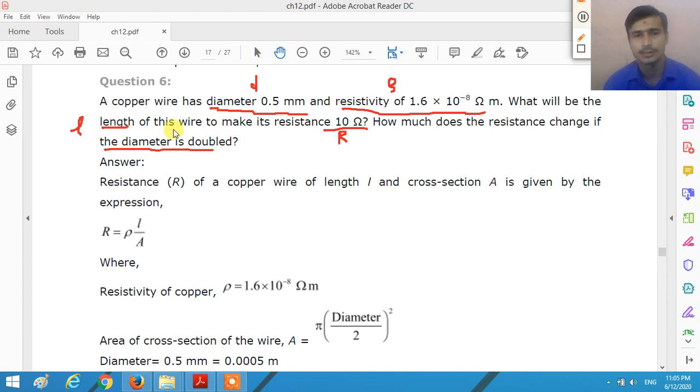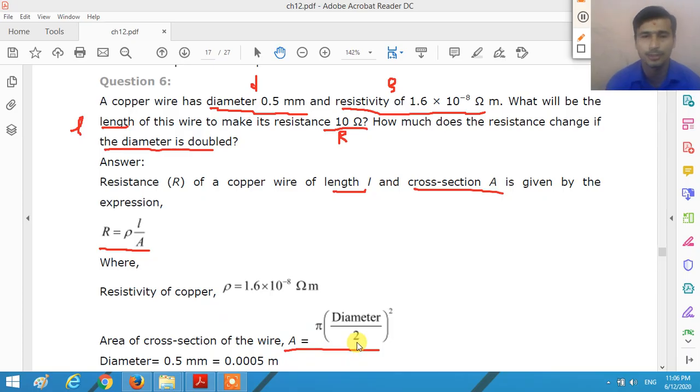So let's discuss. We know that the formula for the resistance of a wire having length L and cross section area A is R equals rho L by A. Given data: the resistance of the wire is given, the length must be calculated from this formula, and the resistivity and diameter are given. So you can easily calculate the area of the wire. The cross section area of the wire A is equal to pi d square by 4.